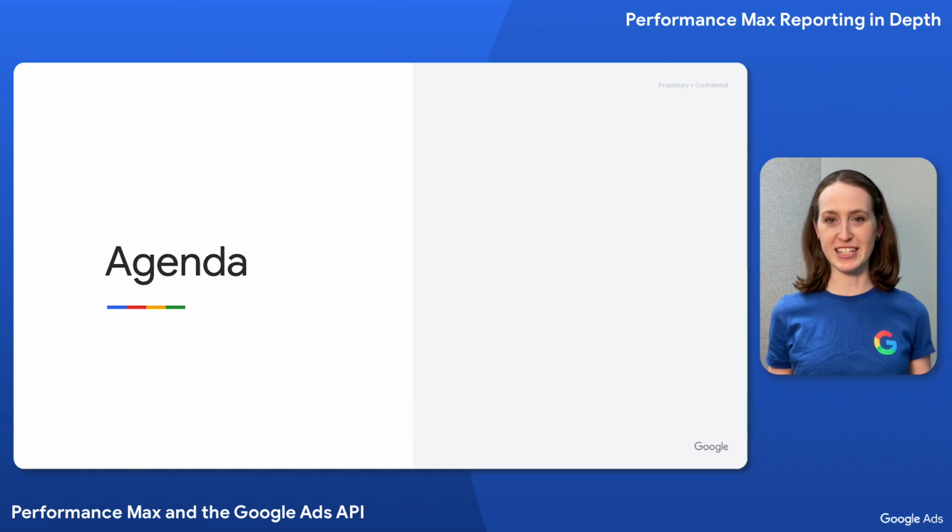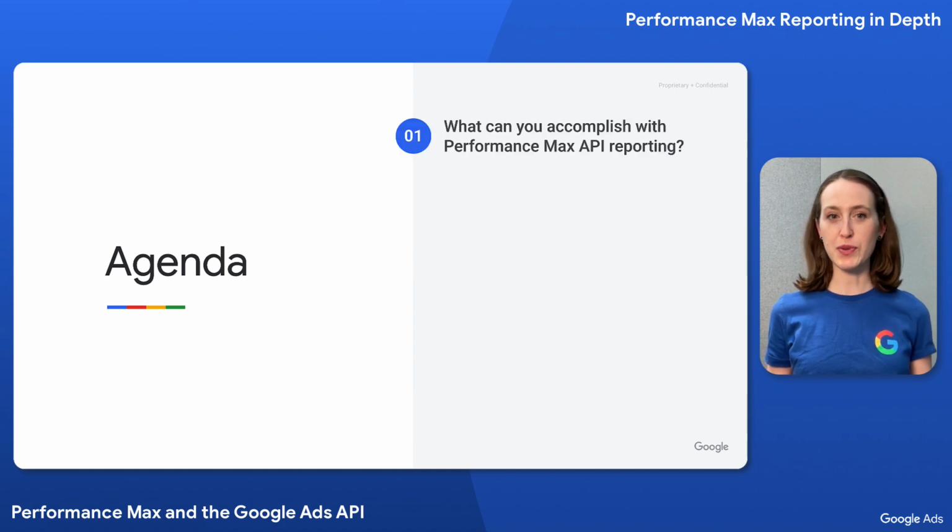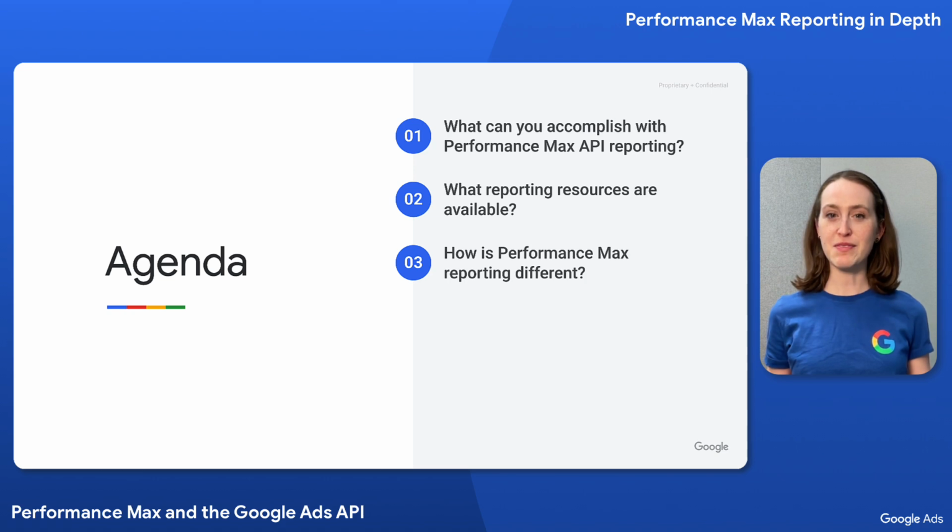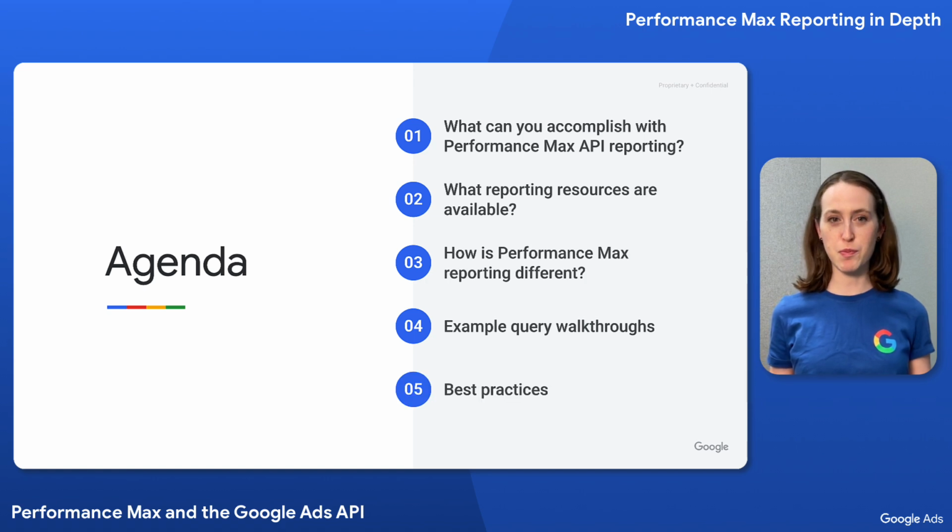Here's what we'll be covering in today's session. We'll start with an overview of what you can accomplish with reporting for Performance Max in the Google Ads API. We'll take a look at what resources Google provides for your API reporting needs. Then we'll cover some of the differences between reporting for Performance Max versus other campaign types. I'll spend time walking through some use case-driven examples of how you might query the API. And finally, we'll review best practices for reporting, both specific to Performance Max and for API reporting more generally.